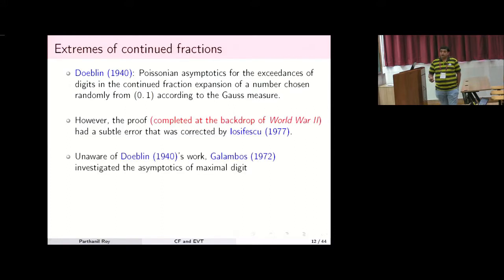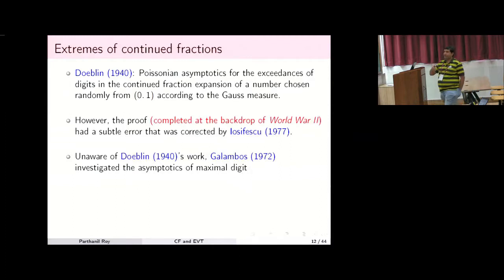So, unaware of Doeblin's work, which was very esoteric because I don't know where he published it, but it was kind of an esoteric journal, and during the World War, everything was sort of lost. People didn't really care about the work and so on. Galambos actually investigated the asymptotics of the maximal digit.